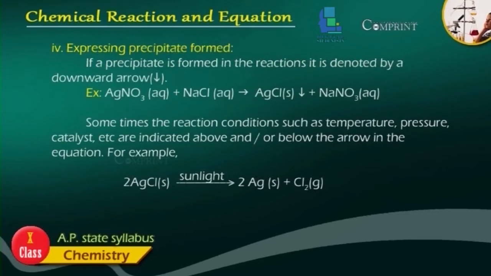Number 4. Expressing precipitate formed. If a precipitate is formed in the reaction, it is denoted by a downward arrow. AgNO3 + NaCl gives AgCl + NaNO3. Sometimes the reaction conditions such as temperature, pressure, catalyst, etc. are indicated above and or below the arrow in the equation. For example, 2AgCl gives 2Ag + Cl2.